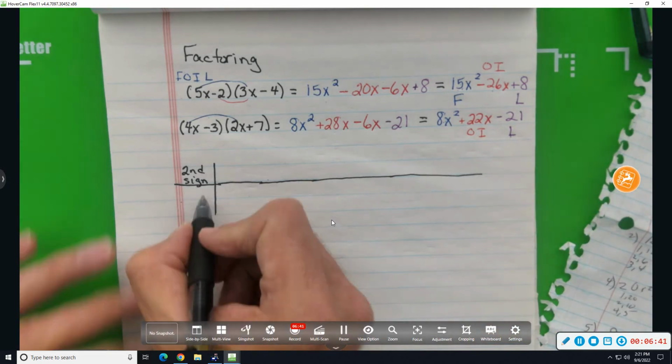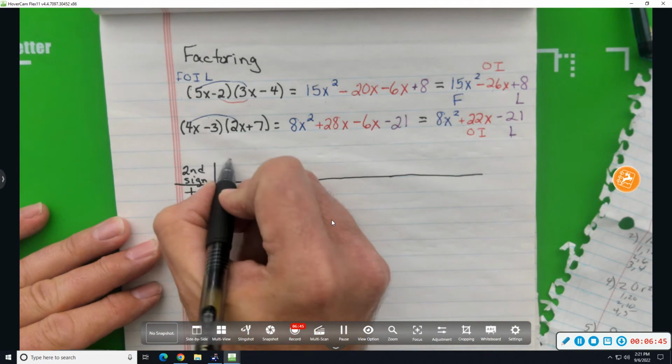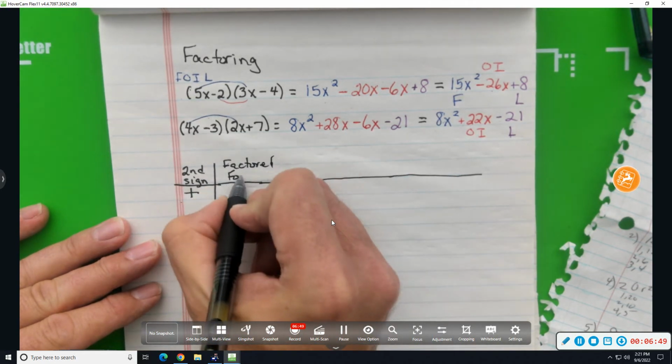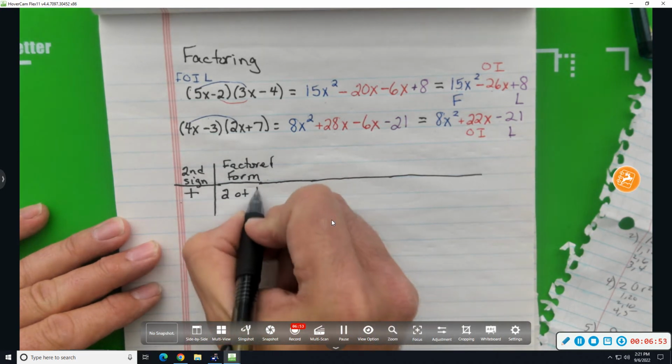If the second sign is plus, the factored form, that's the two sets of parentheses, is going to have two of the first sign.